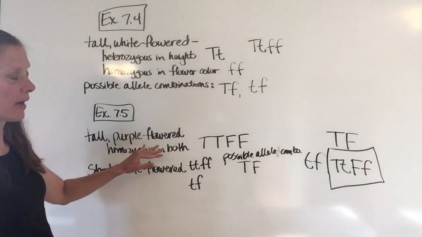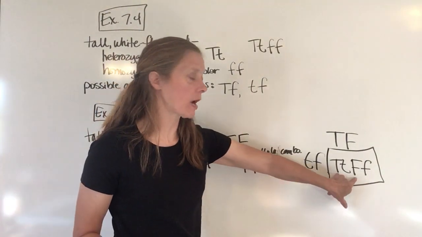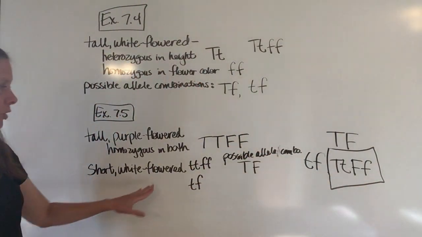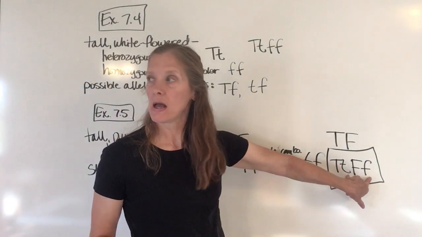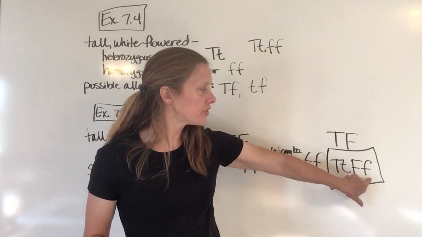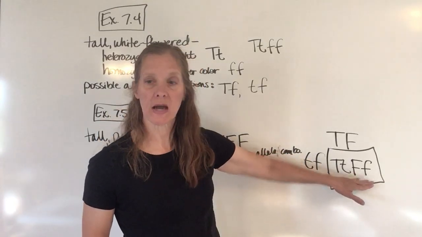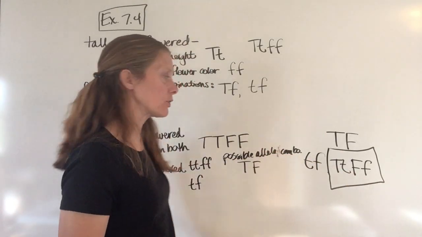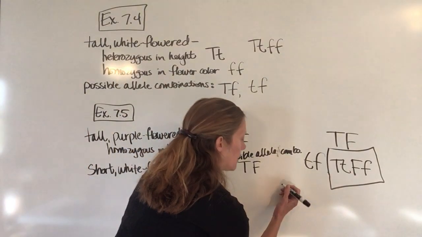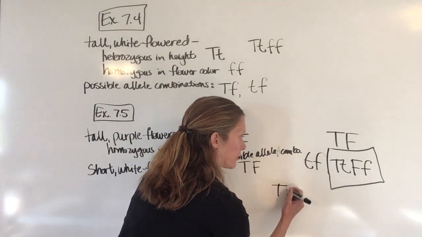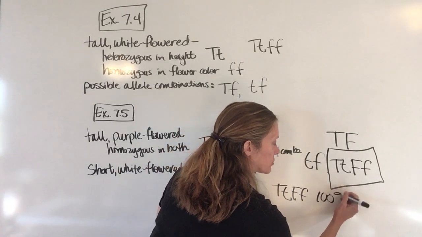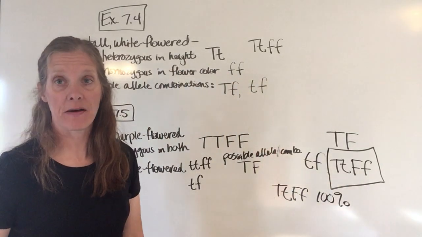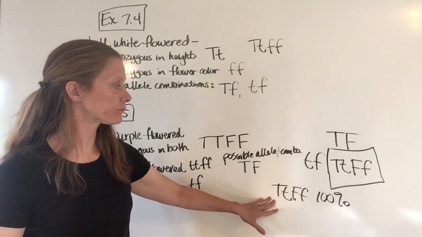The tall purple flowered pea plant can't give anything but the dominant allele. The short white flowered pea plant can't give anything but the recessive allele, and so that means that all of the offspring are going to be heterozygous in both traits. So the genotype is going to be capital T, little t, capital F, little f, and 100% of the offspring are going to have that particular genotype.